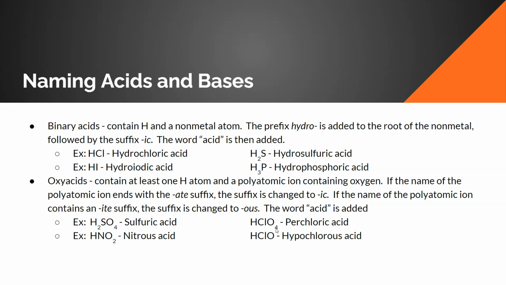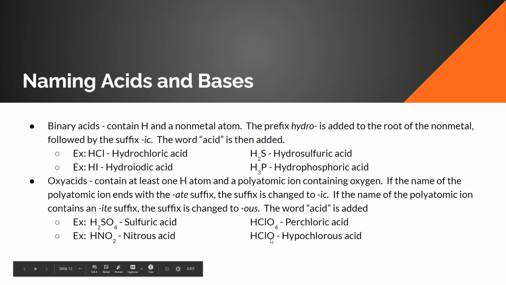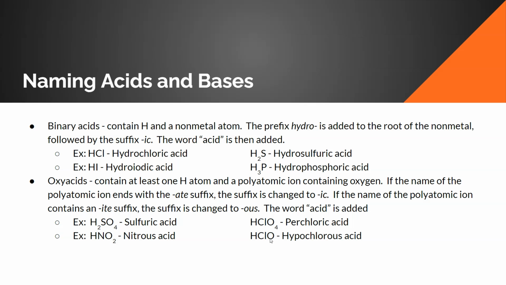With HClO4, the ClO4 is the perchlorate ion. So it becomes perchloric acid. ClO is hypochlorite ion. So this becomes hypochlorous acid.